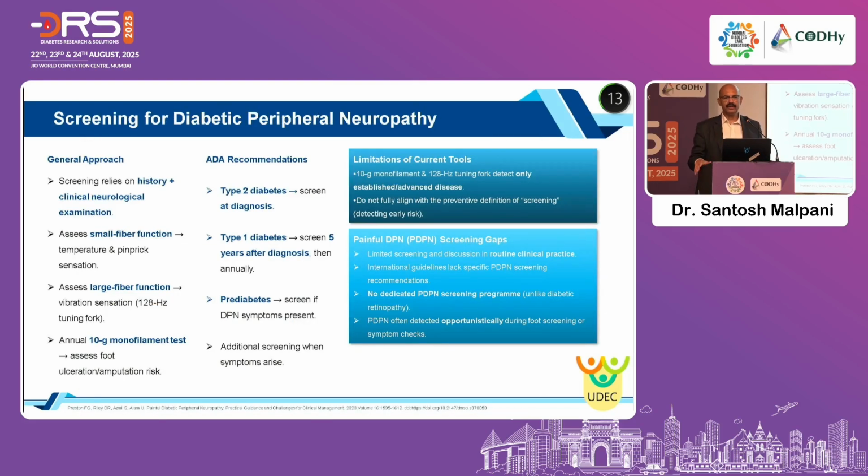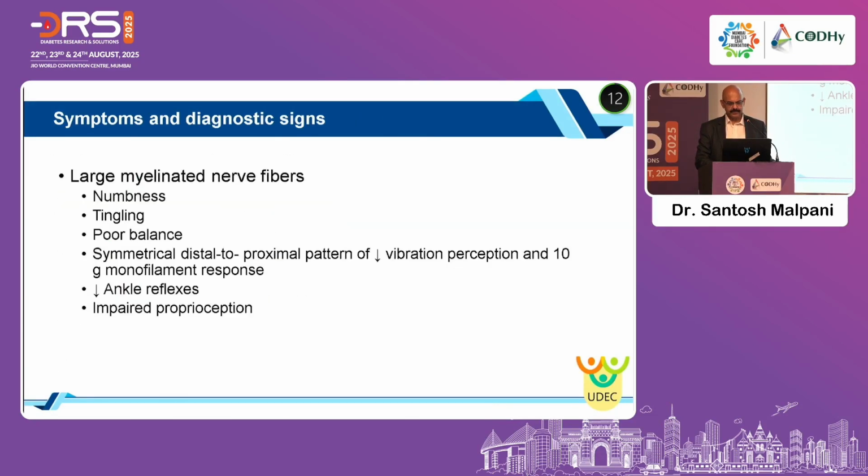But when to screen for the peripheral neuropathy, that is a question. As far as type 2 diabetics are concerned, at the time of diagnosis you have to search for the signs and symptoms of peripheral neuropathy. In type 1 diabetics, it will be at 5 years of diagnosis, and there are 25% of pre-diabetic patients who will complain of these symptoms, and those patients are to be searched, and there are various tests which are available.